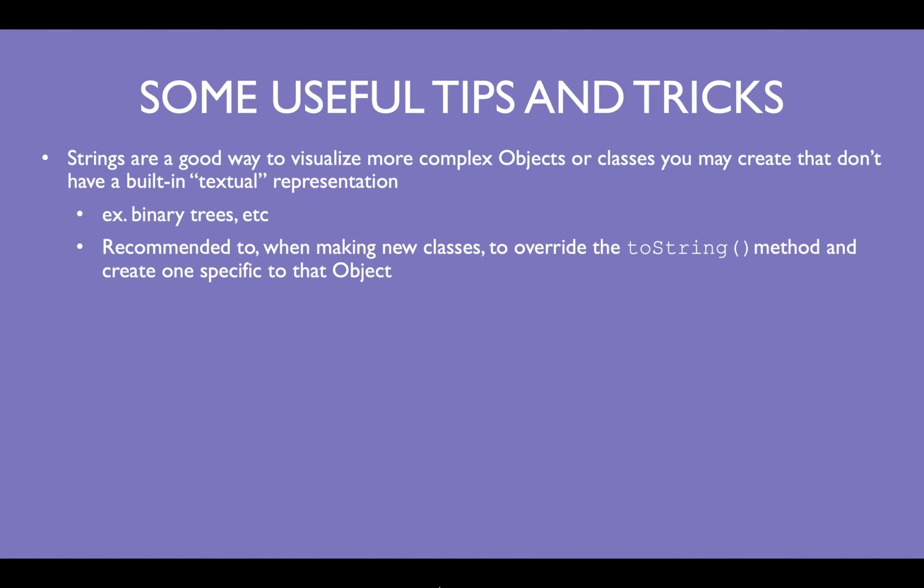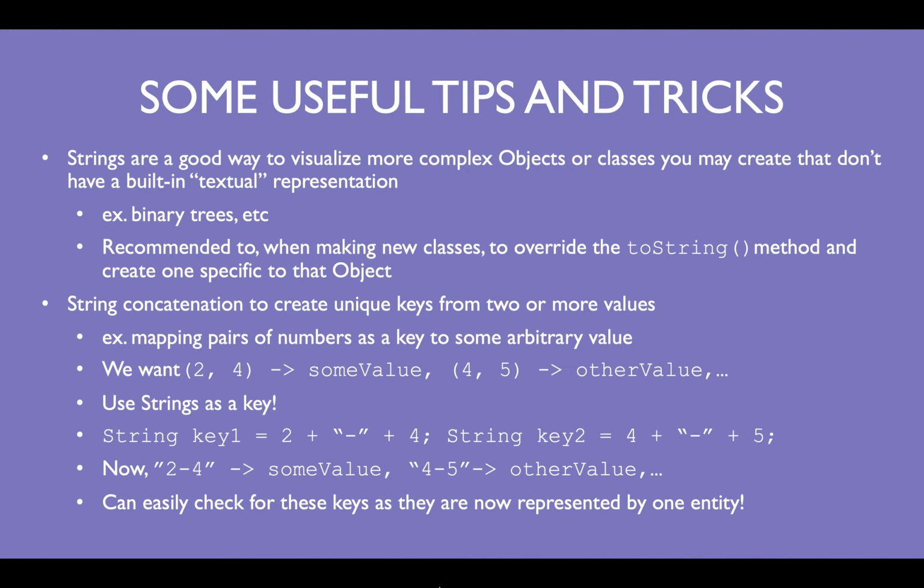So the next useful tip is that string concatenation is a way to create unique keys from 2 or more values. So one example for this is, let's say we want to map pairs of numbers, for example, like dealing with coordinates, as a key to some arbitrary value. So let's say we want the pair 2, 4 mapped to some value, and the pair 4, 5 mapped to another value. The values don't really matter here, but all that matters is that we can actually use strings as a key, instead of dealing with something like tuples.